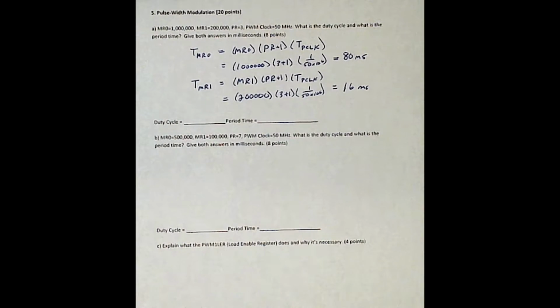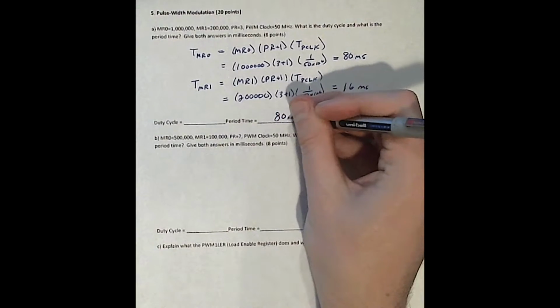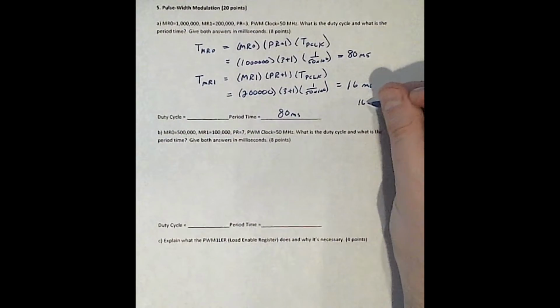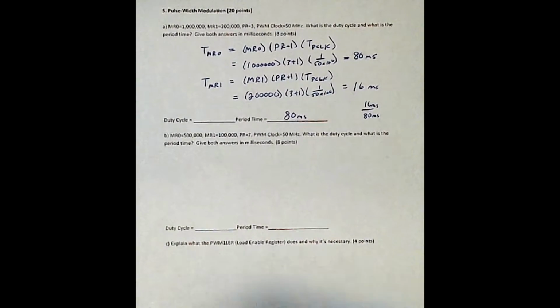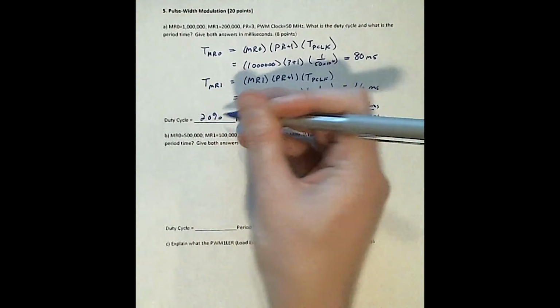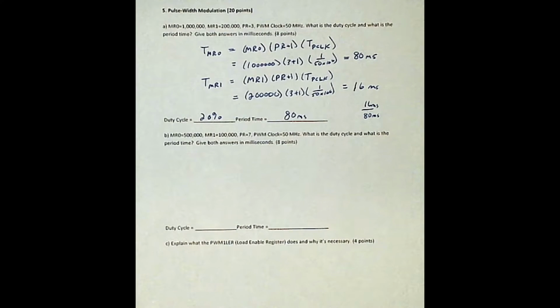So what we're asked for here is the duty cycle and the period time. The period time is 80 ms. The duty cycle we're actually asked for in this problem, what I was expecting to get, was the 16 divided by 80, so the fractional part. And so that should have been that we are at a 20% duty cycle. So what portion of the period time is devoted to that?